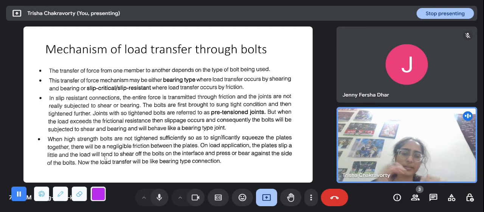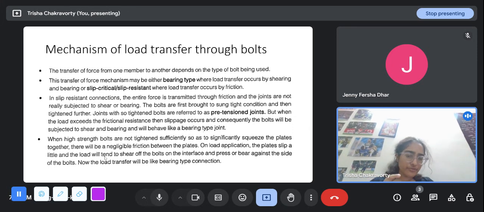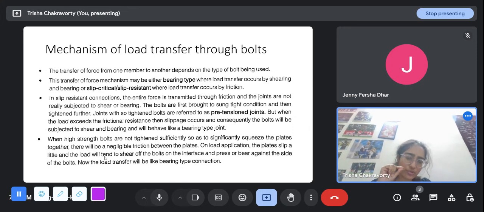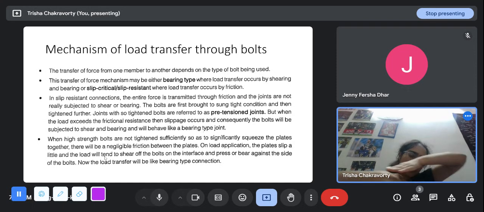So now what happens? Just imagine that, ignore the friction. In bearing type bolts, there is no friction between the plates. There are two plates, there is a hole and a bolt going through that. Now if you try to pull the plates apart on both sides, then two kinds of forces develop. One is that the bolt at the interface of the two plates, that circular cross section of the bolt, will undergo a shearing force, because the plates are trying to separate. So the bolt cross section has a shearing force along it.